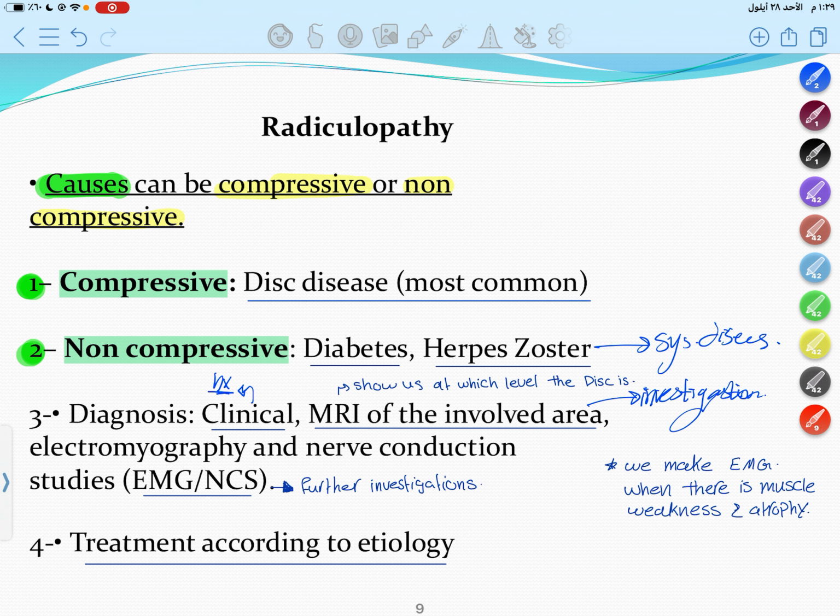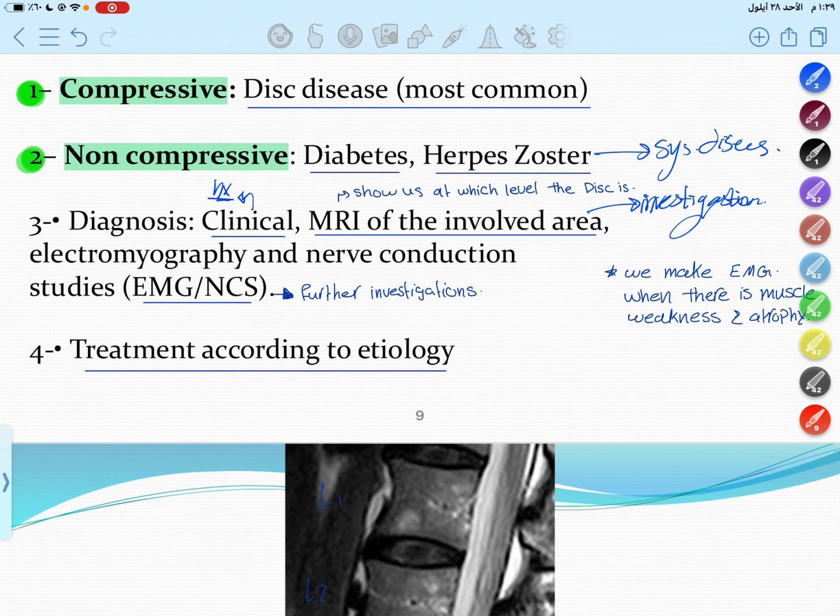Now, the treatment. Number one, it is according to the etiology. Number two, it depends on the severity. For example, if it's very mild, sometimes we use conservative treatment: spinal support, the medical belt that you all know, complete bed rest, sleeping on a rigid bed with a painkiller.